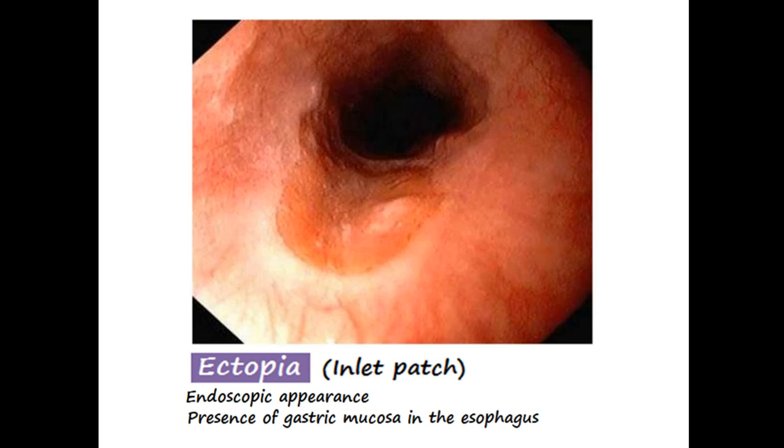In this picture, we can see through an endoscope the comparatively red and prominent spot, which is an inlet patch or ectopic tissue. Here we can see the presence of gastric mucosa in the esophagus, and however it can be confirmed by histological examination.